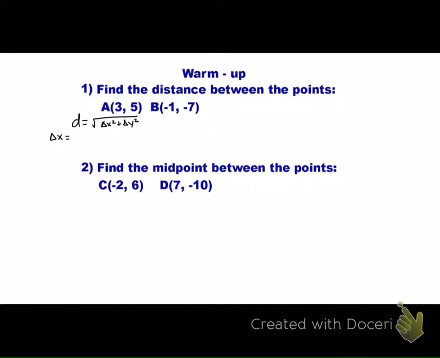Madison. What is the change in x? It is, from 3 to -1 is 4. Melinda, what is the change in y from 5 to -7? Be careful. 5 is on the right side of 0, and -7 is on the left side of 0. So you have to go 5 and then another 7 for 12. You plug it in.